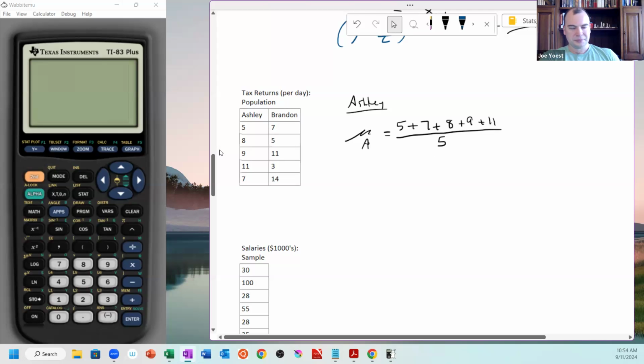And if we do this, we get 11 plus 9 is 20, 7 and 8 is 15, plus 5 is another 20, so we get 40 over 5. The mean for Ashley is 8.